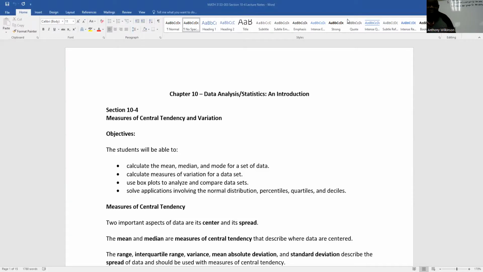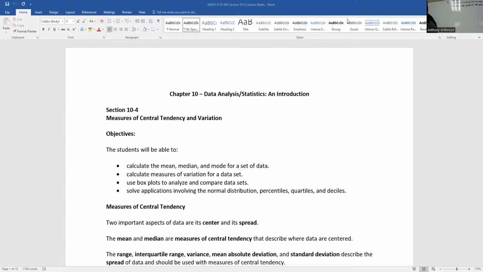Okay. So now we'll go ahead and finish up chapter 10, section 10.4. And that's going to cover measures of central tendency and variation. This will not be on your second exam. By the way, the second exam covers like 9.1, 9.2, 9.3, 10.2, and 10.3, and that's just about it. But this will not be on your exam number 2. But I'm going to go over it anyway. It'll be on the next exam.